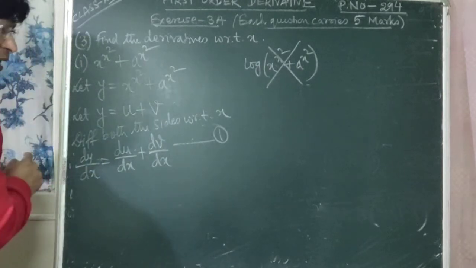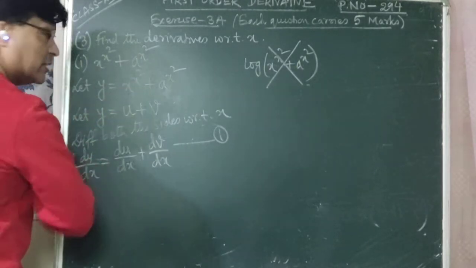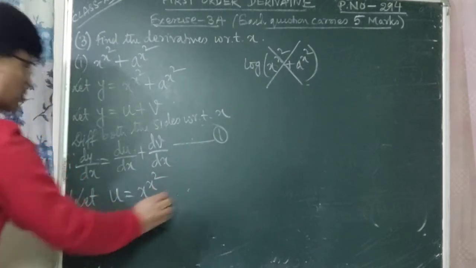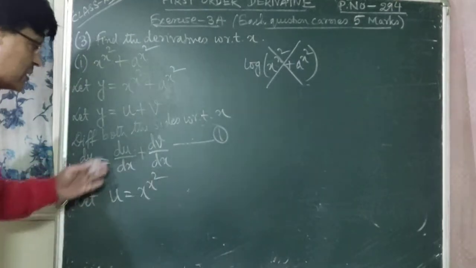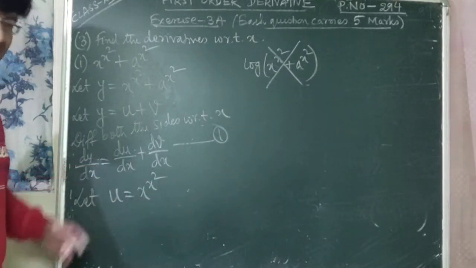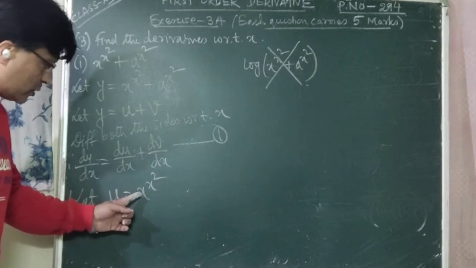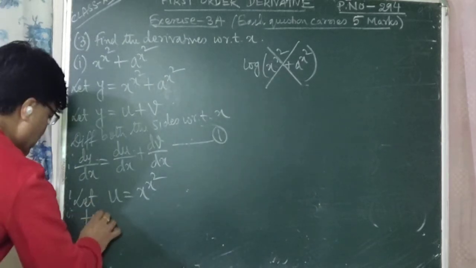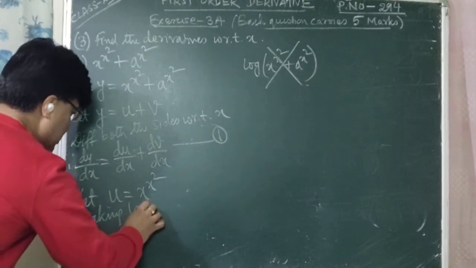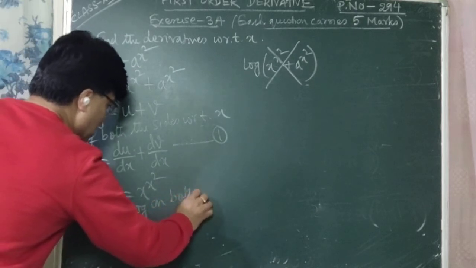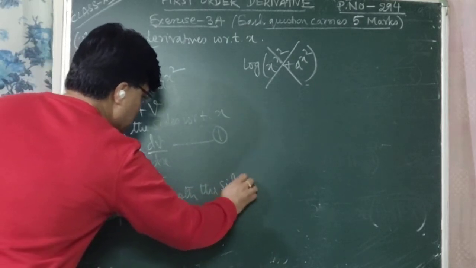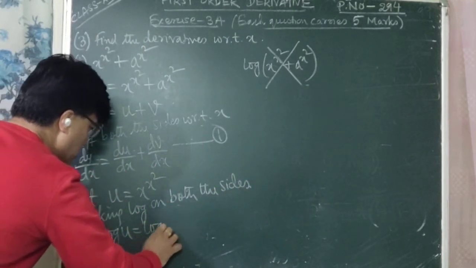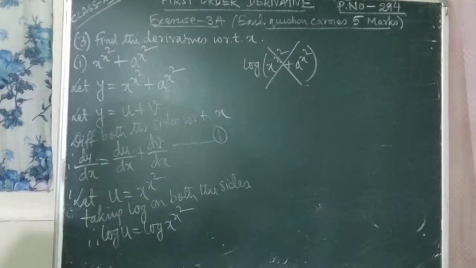That is, we had assumed x to the power x square as u. So let u is equal to x to the power x square. But in this case you cannot directly differentiate it, because both base and the powers are the variables. You have to take log on both the sides. So write down taking log on both the sides. So therefore what do we get? Log u is equal to log x to the power x square.